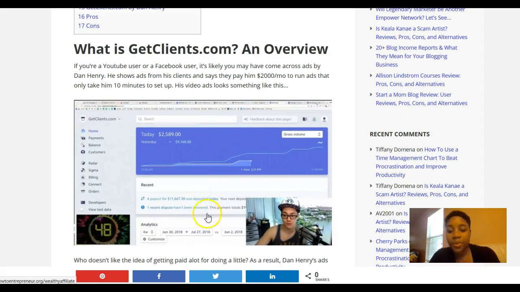This is what his ads look like. He shows his Stripe login, and he shows the money that he's made today, and he goes further into explaining a little bit about his business model. As you can see, he shows that he made $2,589 on the day of this ad that he created. And he shows you how he gets local businesses to pay him $2,000 or more per month running ads that only take him, what he says, 10 minutes to set up.